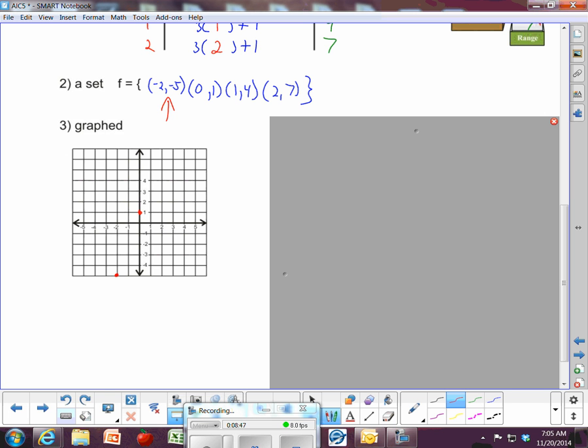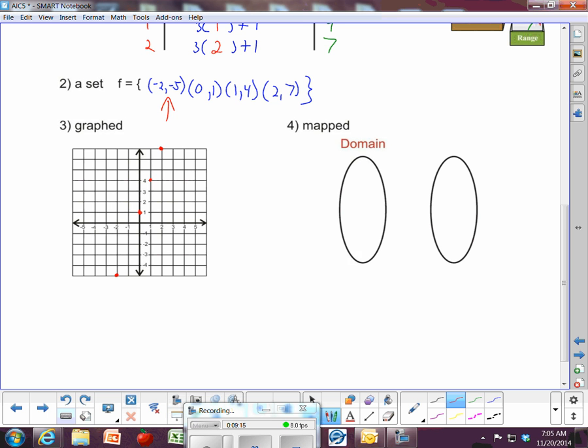Third point, 1, 4. 1 to the right, 4 up. And we are there. And our last point, 2, 7. 2 to the right, 4, 5, 6, 7 up. By the way, if you ever run out of space on the graph, just keep going if you need a point a little bit higher or a little bit lower. Okay, so there is our function graphed. It's a set of 4 points. And that leaves us then with the last thing, and that's a mapping diagram.